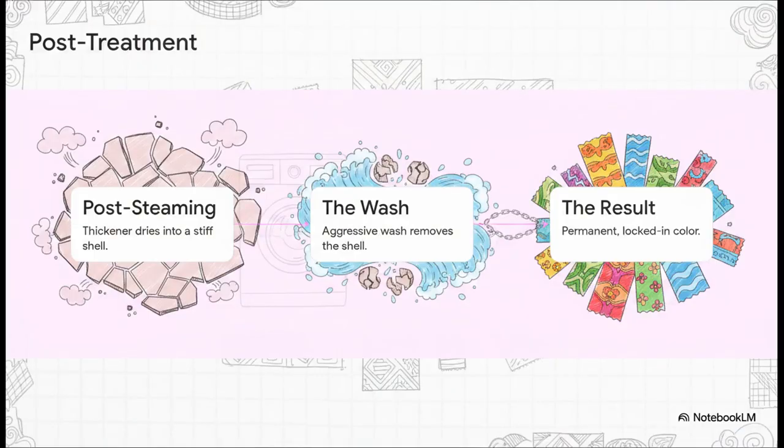Once the dye has successfully penetrated, the textile moves to post-treatment, which revolves around an incredibly important wash. See, after steaming, the thickener has done its job, and it actually dries up into this cracked, stiff shell. Think of it kind of like a clay mud mask drying on your face. The wash is this aggressive process, designed to entirely scrub away that thickener shell and any leftover printing auxiliaries that just didn't bind to the fiber.